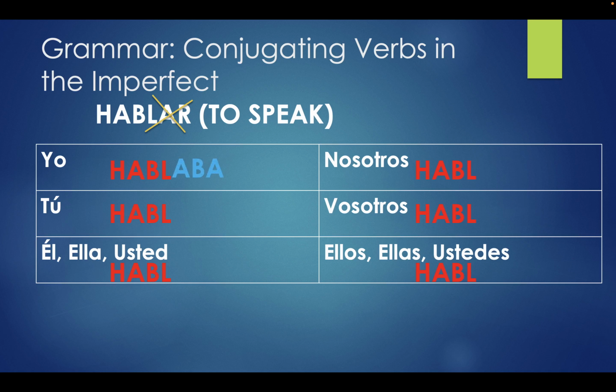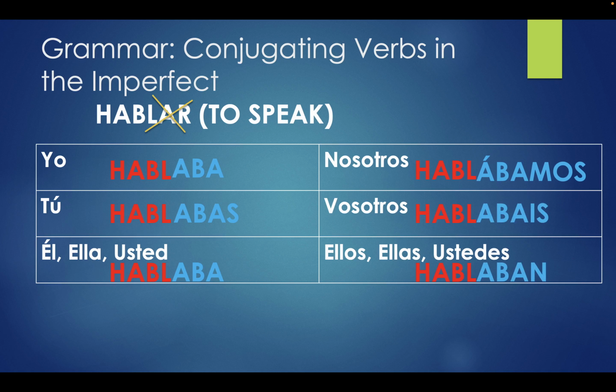So we add these new endings: aba, abas, aba, ábamos, abais, and aban. And our translations here are things like I used to talk, you used to talk, he or she used to talk. In some cases, also, we translate it as was or were. So I was talking, hablaba. You were talking, hablabas. He or she was talking, hablaba. We were talking, hablábamos. You all in Spain were talking, hablabais. And they were talking, hablaban.